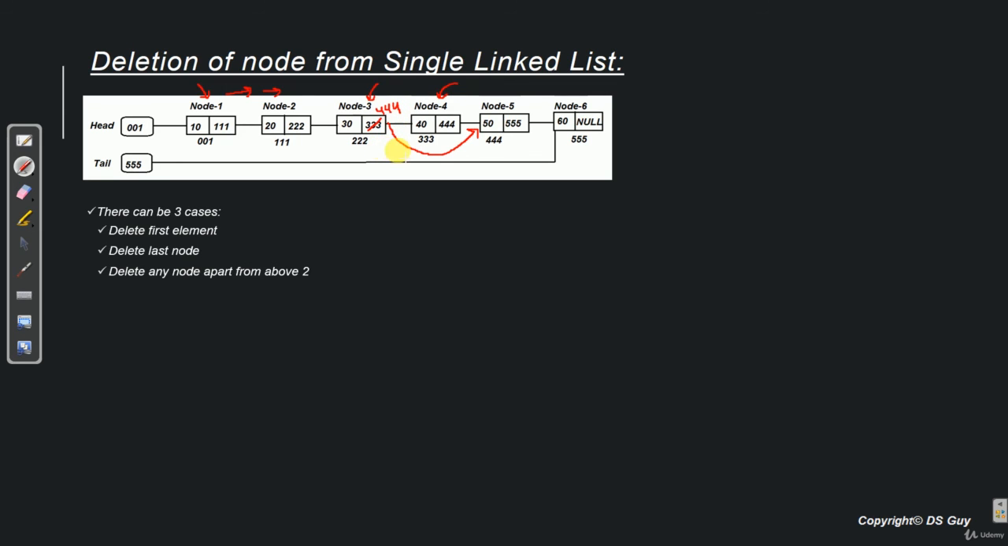As soon as we do that, notice that node 4 is no more referenced by any reference variable. Hence it becomes eligible for garbage collection, so it automatically gets destroyed. I hope you have got an idea of how to delete a node from a singly linked list. By the way, we have a small mistake here. It should be delete first node.